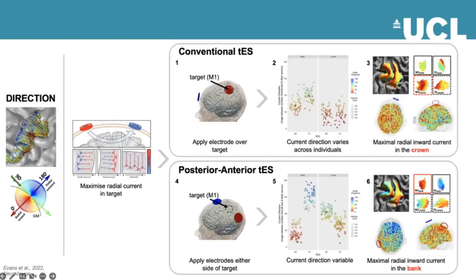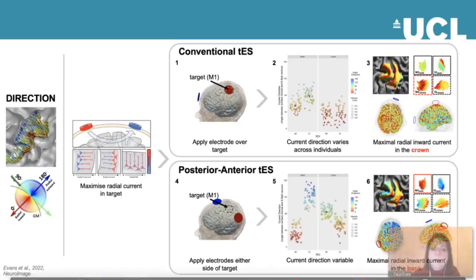However, what we did notice is when you apply this PA montage, we instead have radial inward current maximized in the bank of M1 as opposed to the crown, which we saw with the conventional montage. So this suggests that these different electrode montages may actually deliver radial inward current to distinct subregions of M1, which could potentially limit their comparability.